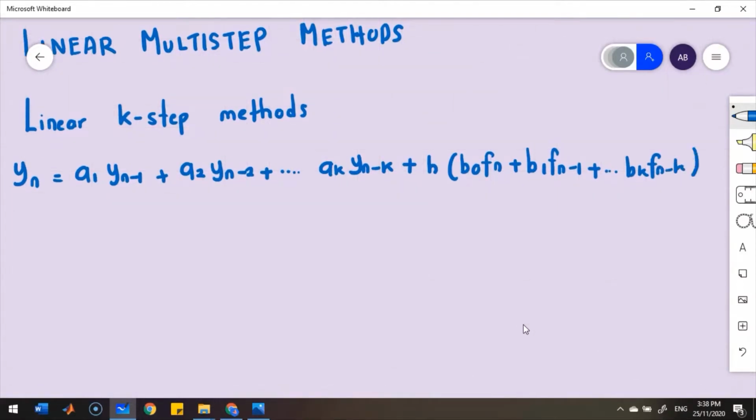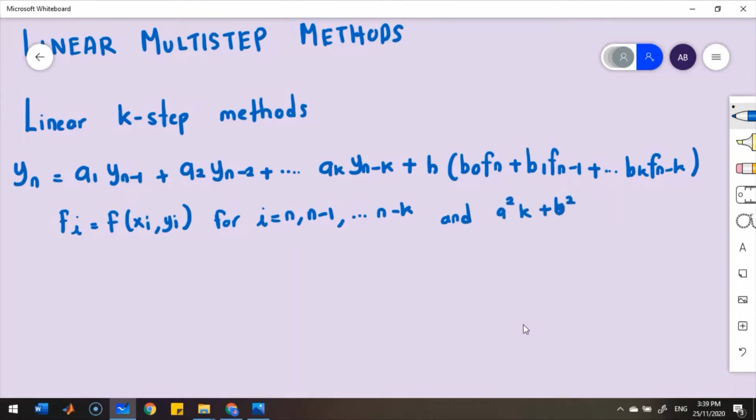Okay, so what this means, we have the derivatives where our fi is denoted by f of xi, yi, and obviously for i starting from n, n minus 1, up to n minus k, and we must also make sure that a_k squared plus b_k squared is not equal to 0.